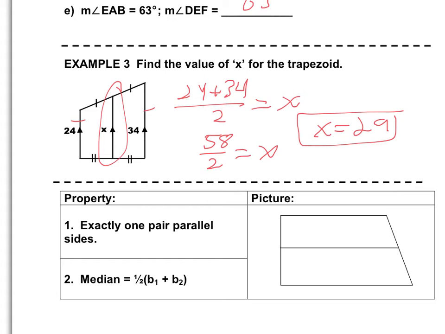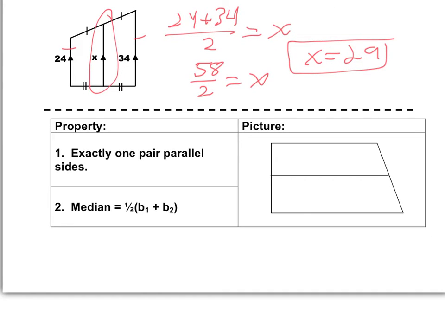Okay, they finally give us a little table down here with the properties. There are basically two main properties to think about with all of our trapezoids. It has exactly one pair of parallel sides, and its median is found by adding the two bases and dividing by 2, or taking half of the two bases.